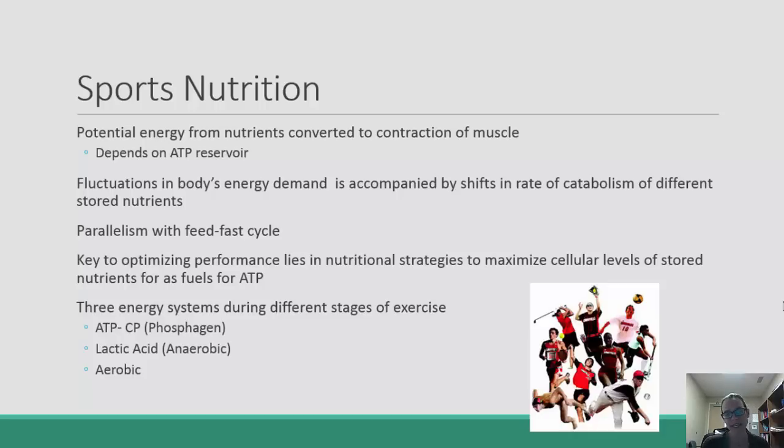Okay, so the key to optimizing performance lies in strategies to maximize our levels of stored ATP that we can utilize really quickly when we need it during exercise. And we have 3 energy systems that we use during different stages of exercise. So these are the ATP CP system, the lactic acid system, and the aerobic system. And we'll talk about each of these.